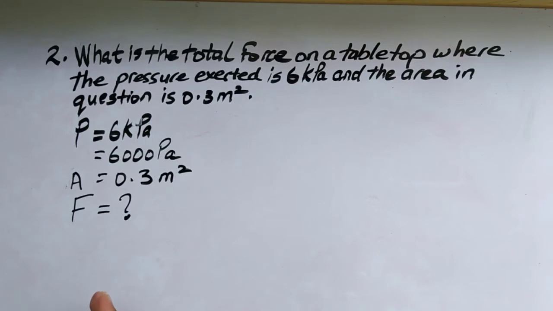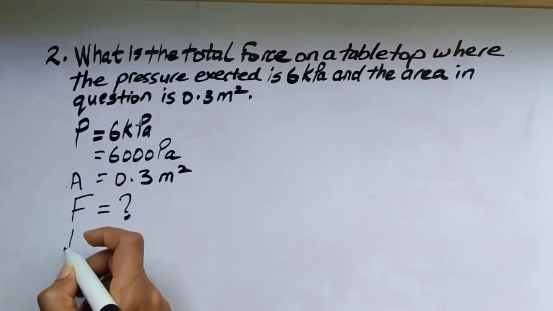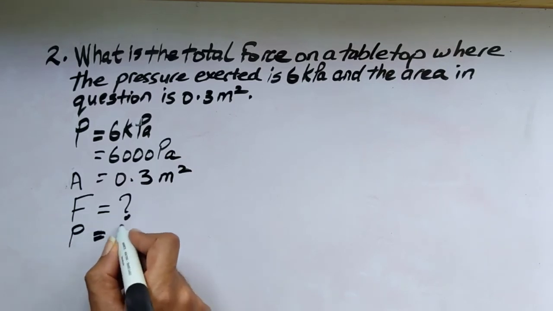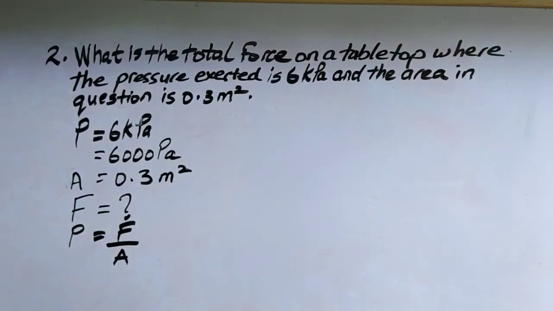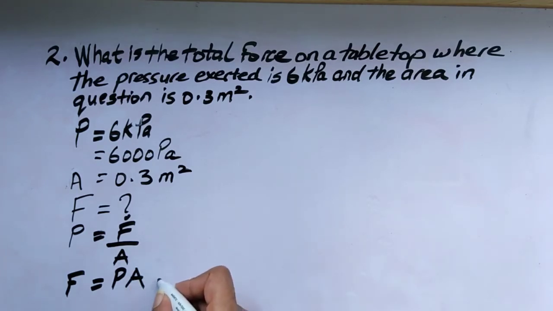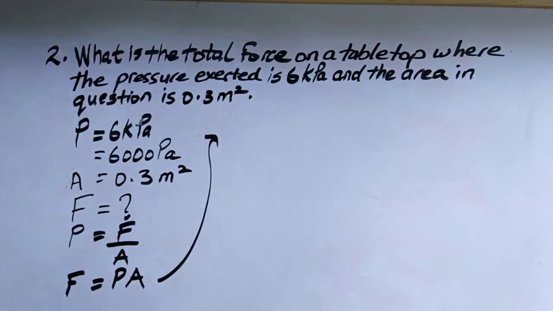Now we must look for the equation that has pressure, force, and area in it. We know that equation for pressure exerted by solids as pressure is equal to force on area. Now we must transpose this to find the force. In transposing this, we'll find that force is equal to pressure multiplied by area. Alright, I'm going to continue the calculation here.